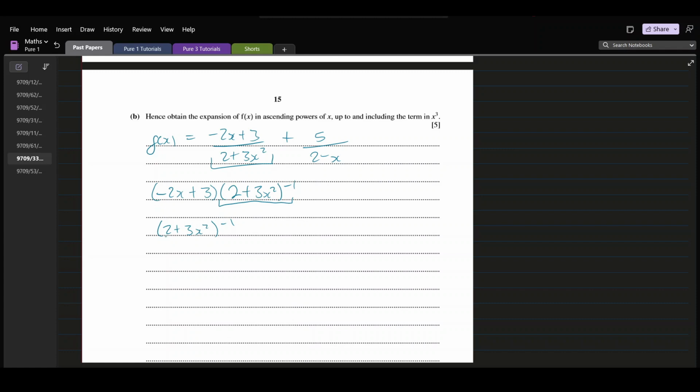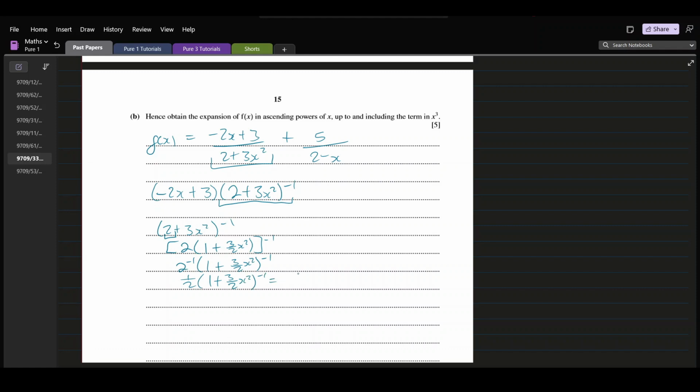To be able to use our formula, we need this part to be a 1. So that means we have to factor out the 2. So if we factor out 2, that becomes (1 + 3/2 x²), and this is all to the power negative 1. Distribute the power negative 1. So that's 2 to the negative 1 times (1 + 3/2 x²) to the negative 1. So this is 1 over 2 times (1 + 3/2 x²) to the negative 1.